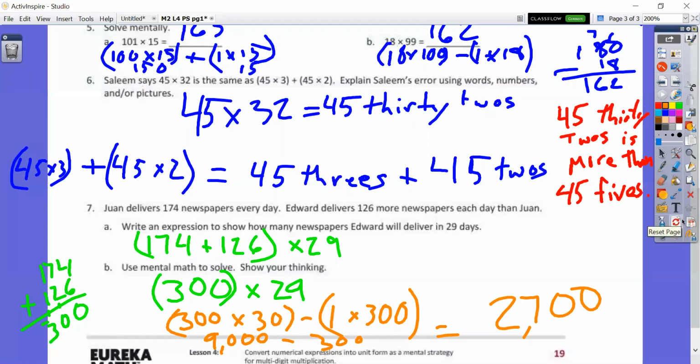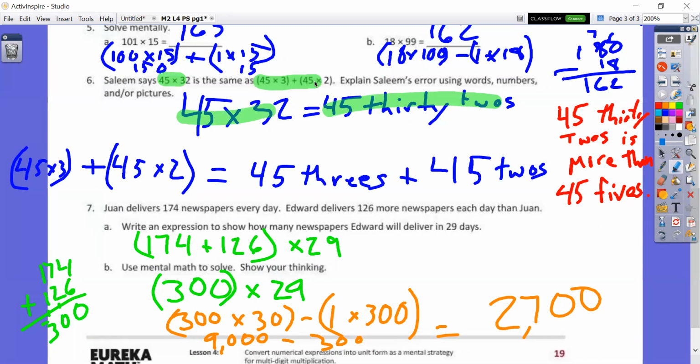All right, welcome back. Let's go ahead and check the answers. I'm going to check on 6 first. If I looked at the first math problem, it was 45 times 32. Well, that's really 45 groups of 32 or 45 32s. So if I try to visualize that, I have 32 45 different times, right? So they're trying to say that that's the same as 45 groups of 3 plus 45 groups of 2.